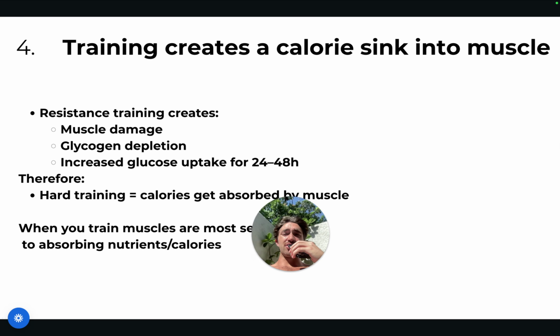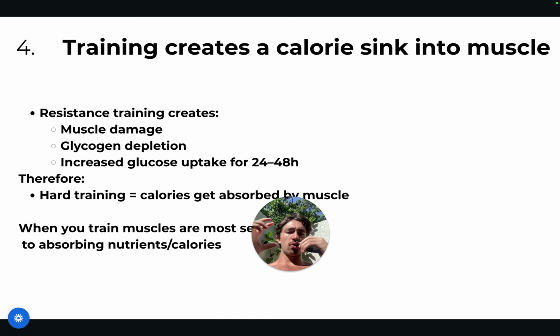Next thing is training creates a calorie sink into the muscle. When you train, when you go to the gym, when you lift, when you have a good workout, you're creating muscle damage, glycogen depletion, and then increased glucose uptake for 24 to 48 hours. What this means is your muscles are super sensitive and super responsive to any nutrients that are coming in.